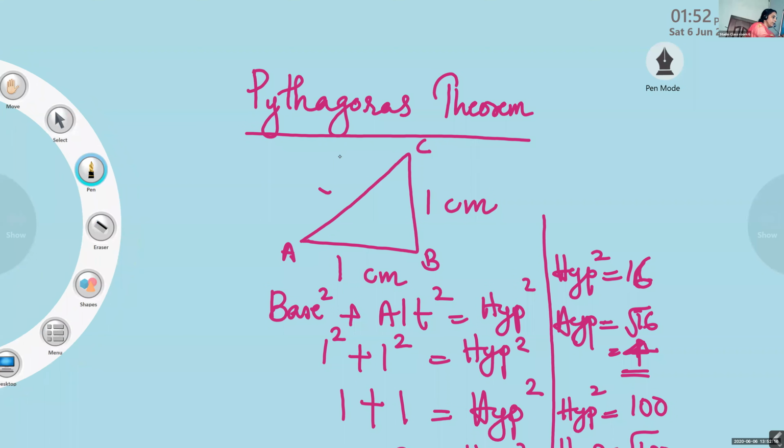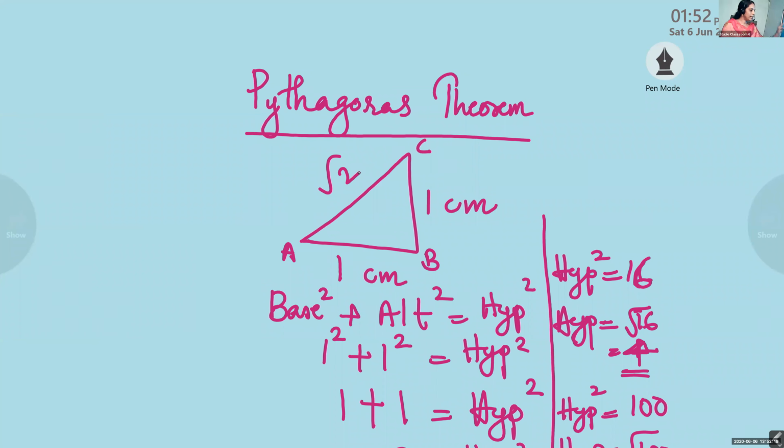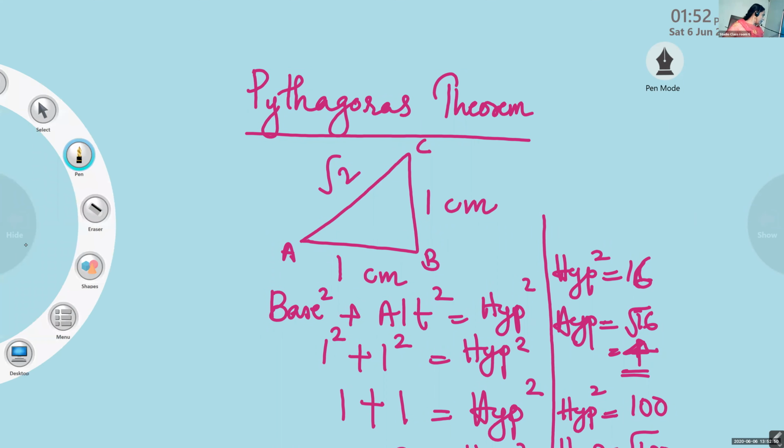Very good, root 2. So, this right angle triangle, we should use it in our coordinate axis to locate root 2 on the number line. So, where will be root 2? Root 2 is the hypotenuse. So, you have to take this result to locate root 2 on the number line. So, this right angle triangle, we should draw in the coordinate axis.